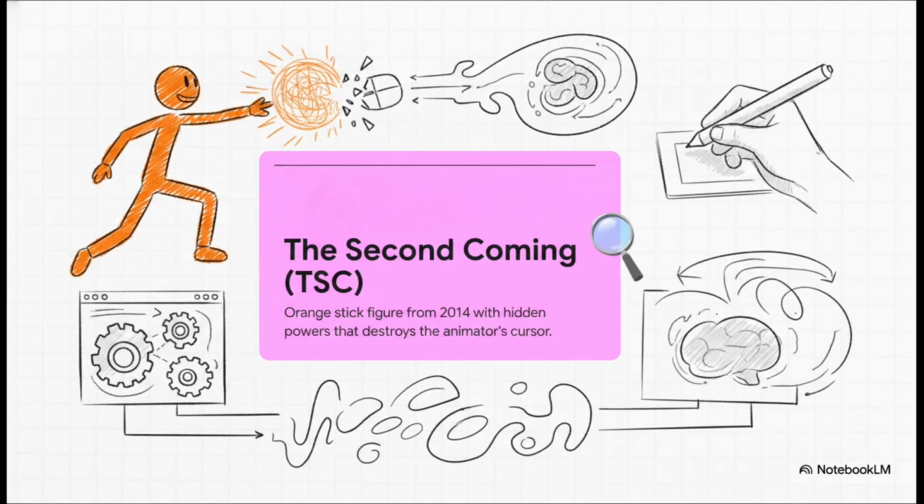Let's zoom in on that specific character from the 2014 release, The Second Coming. This is where the internet lore gets incredibly meta. The Second Coming is this orange stick figure who fights back so fiercely that he literally destroys the animator's on-screen cursor. And he only spares the animator's digital life on one condition: the animator has to teach the stick figure how to animate. It's this hilarious irony, the literal struggle of the animator battling his own creations on screen, which perfectly symbolizes just how difficult and combative traditional animation software could feel to a creator back then.